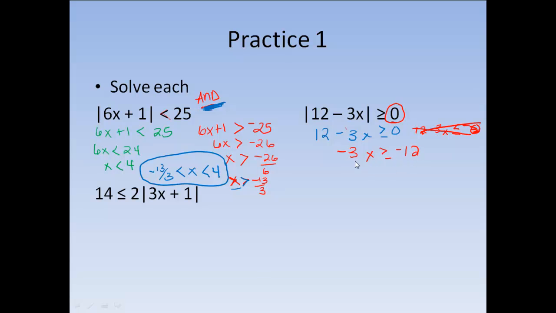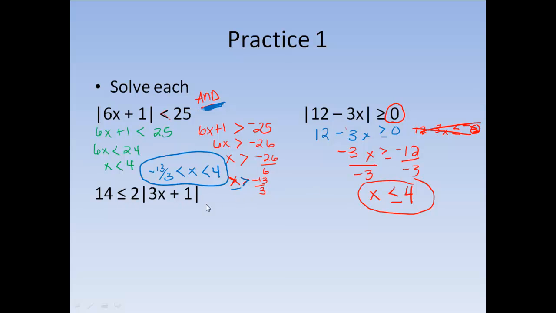Now remember, when you divide by a negative, I have to divide by negative 3 right here. Don't forget, when you divide or multiply by a negative, you have to flip the sign. So for this one, we get x has to be less than or equal to 4.